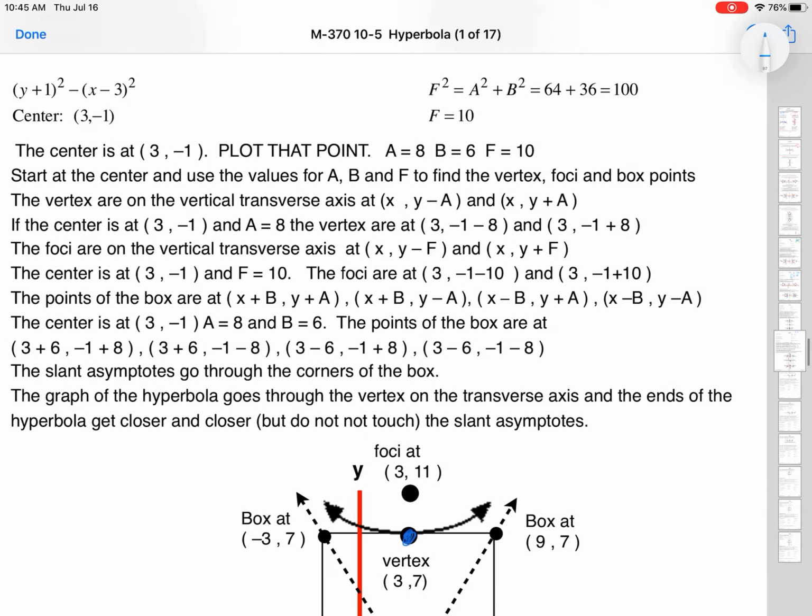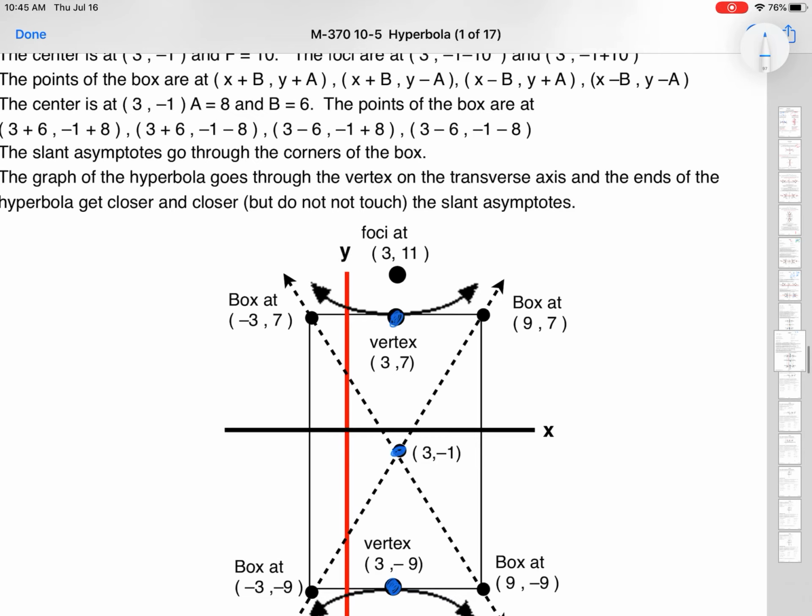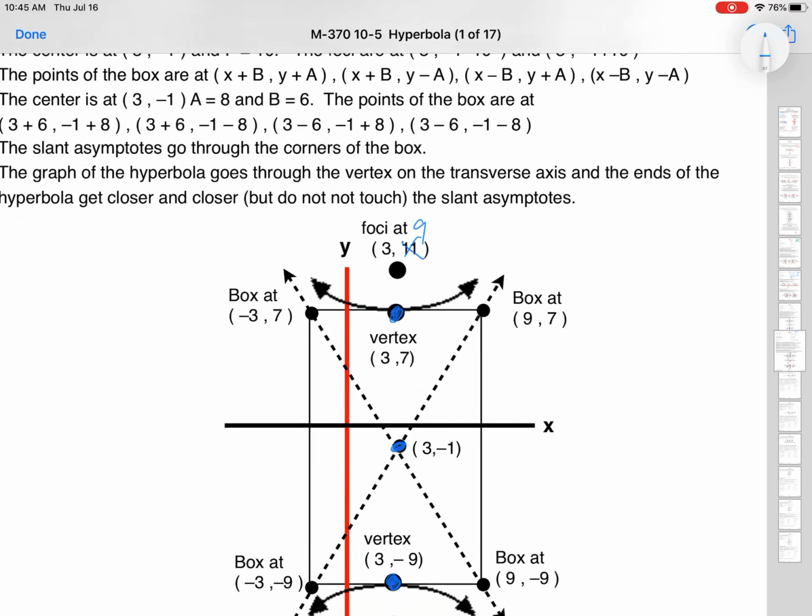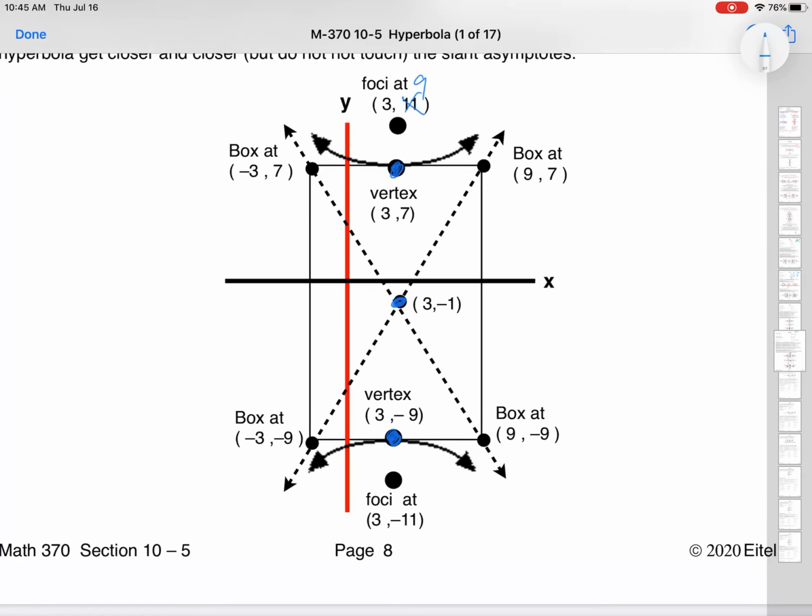Okay, so let's make sure. Our focus was 10. Negative 1 plus 10 is not 11, it's 9. So that should be a 9 up there. And then a negative 11 is correct down there. So mistake only in that top vertex.